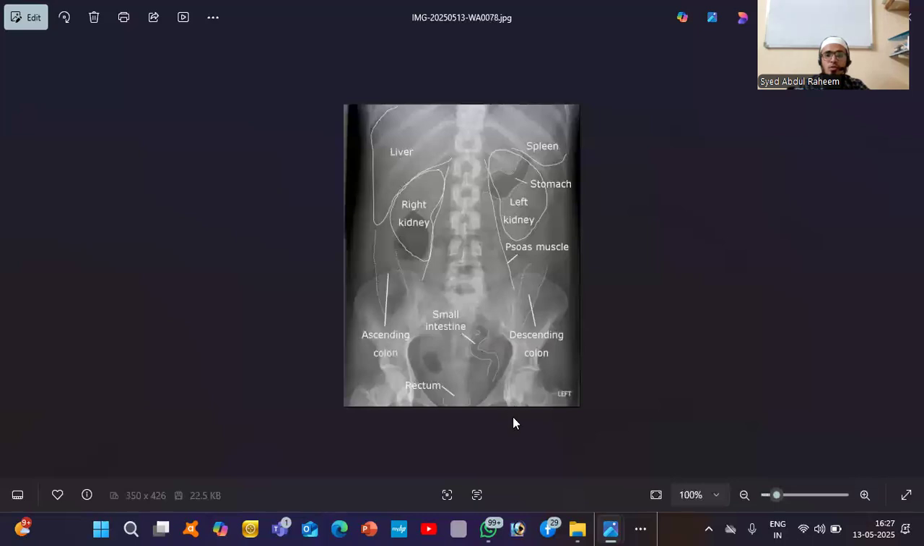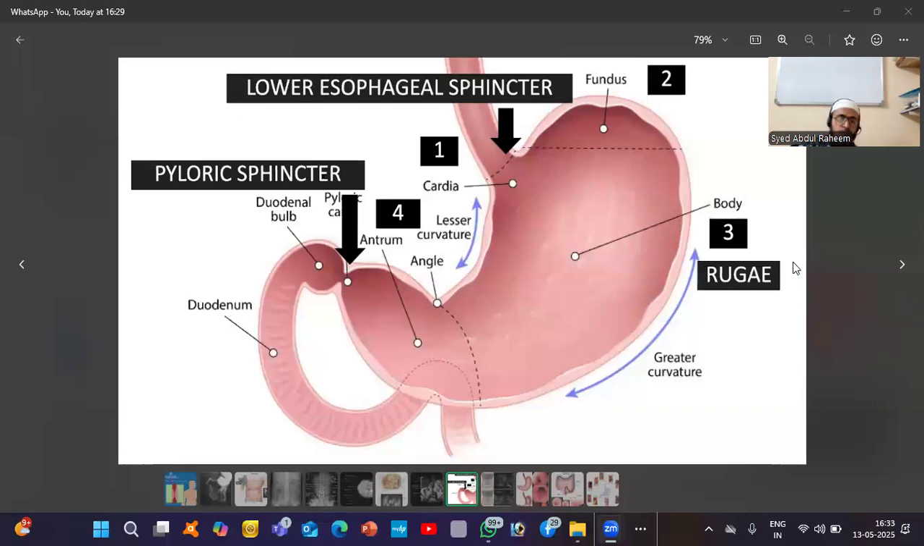Okay, so we have two things related. That is, one is anatomy of USG, anatomy in endoscopy and anatomy in colonoscopy. So let's see that also. USG we will discuss tomorrow. Okay, here we have the endoscopy.